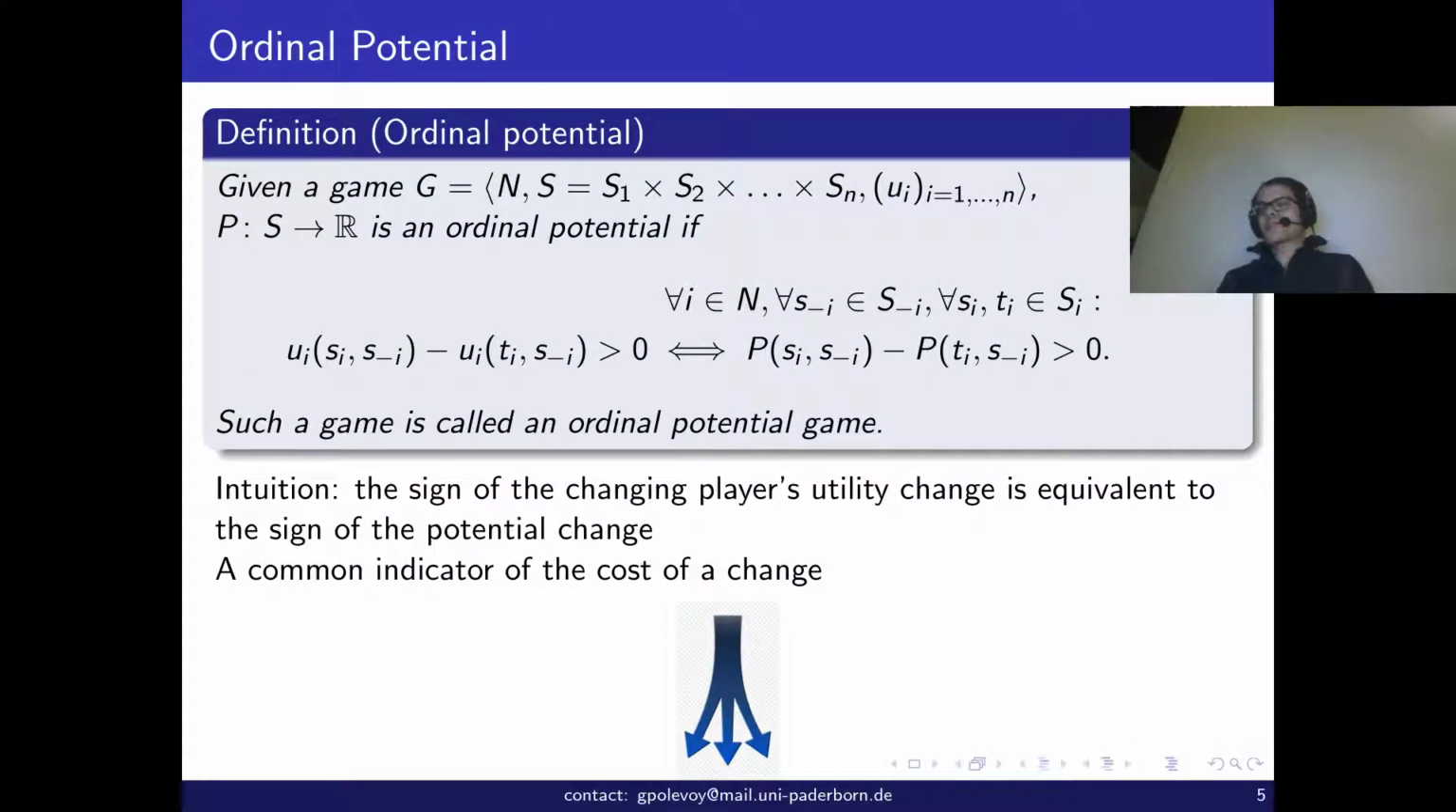Another class of games, now we are going to make this class a bit narrower, to narrow down a little bit, is called ordinal potential.